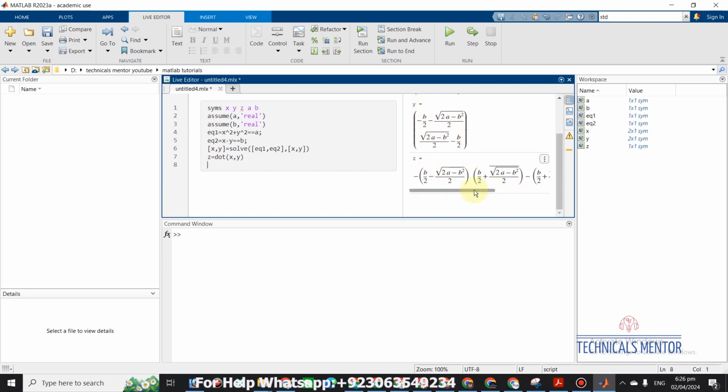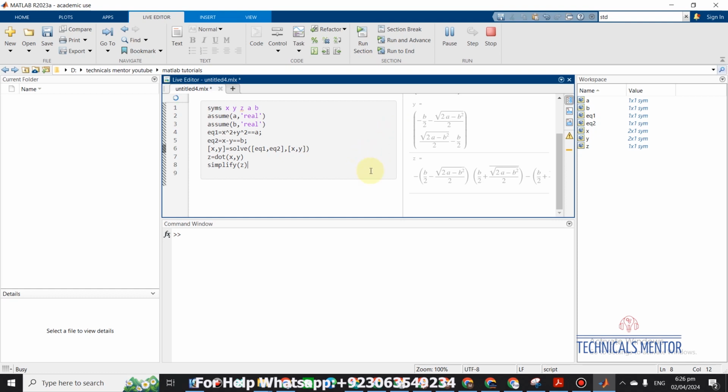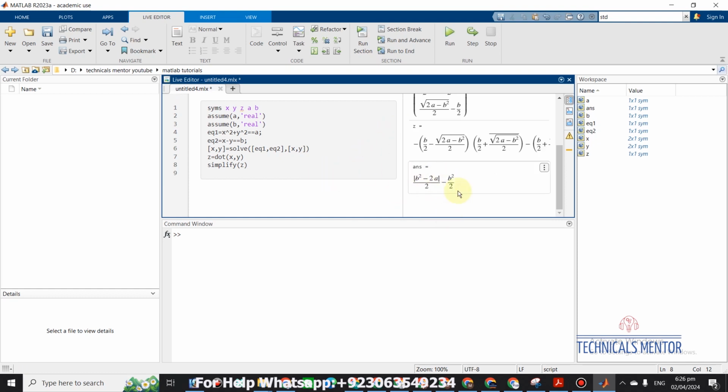You can see y is equal to, but the equation is very complicated, so we can simplify z and run again. You will see the answer, a very simple answer, right?